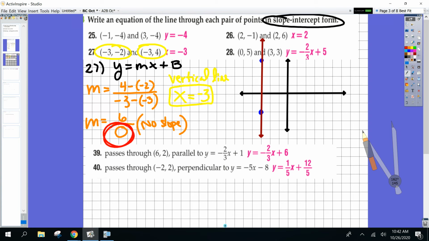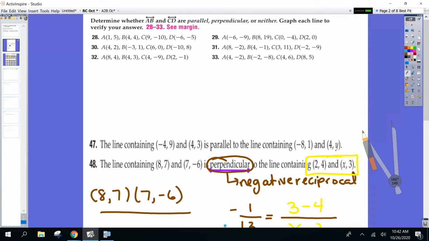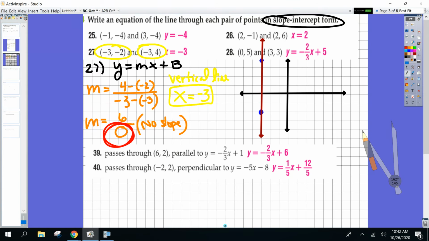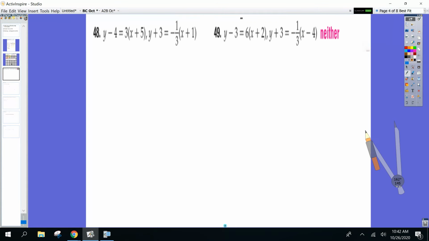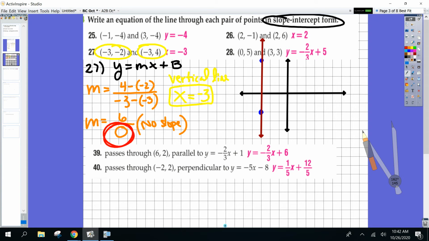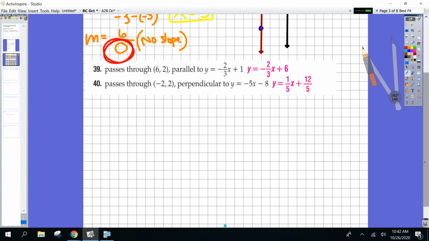Others. Here we go. Write an equation that passes through there. Again, you're going to see this a lot on Thursday's test. Perpendicular. You've got to know something about the slopes. Negative reciprocals. There we go. Negative reciprocals.